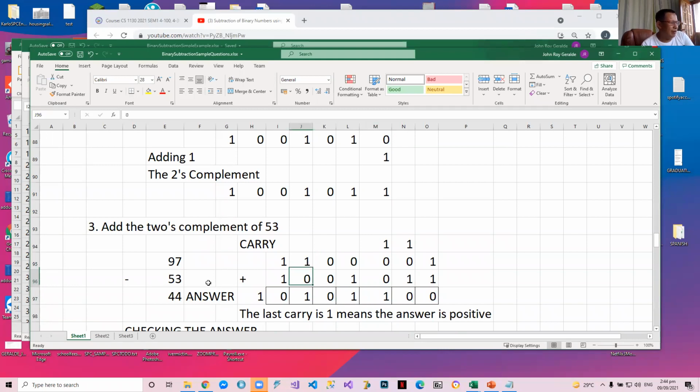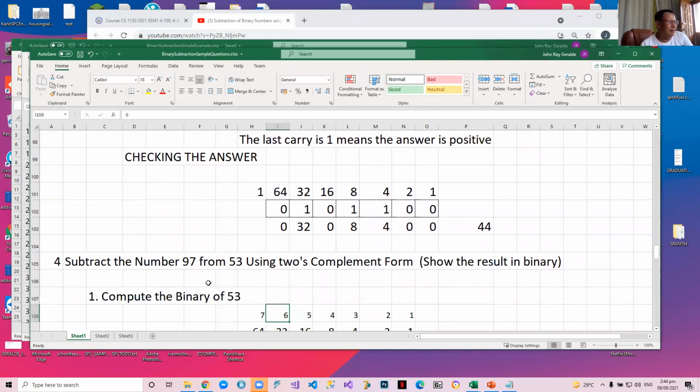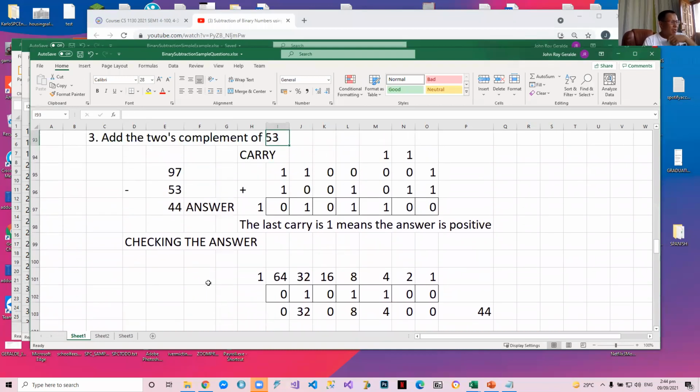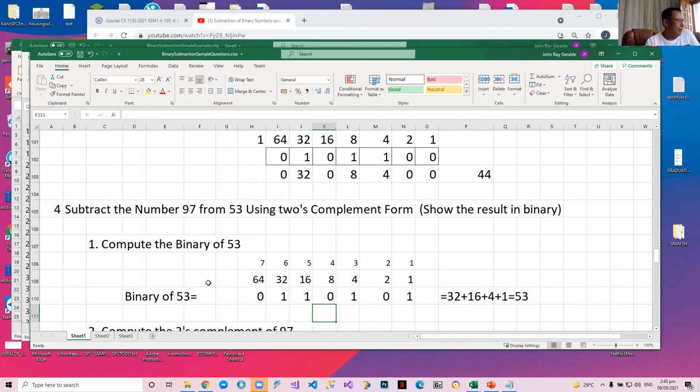We just add 97 plus 53. So take note the last carry is a 1. The result is positive. Do you follow? Here's the example. Since the last carry is a 1, it's positive. We just compute right away. Do you follow? We just compute right away.